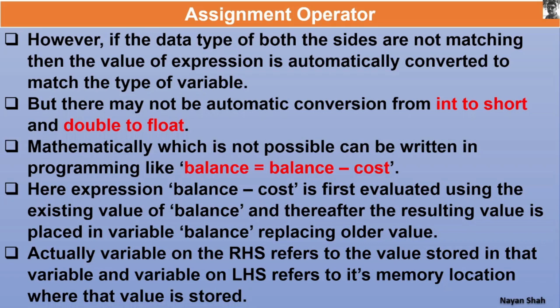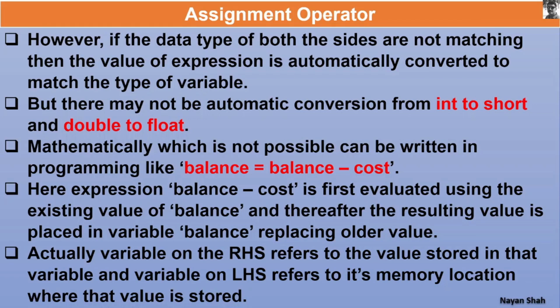Now there is one very interesting thing to understand: mathematically, what you see here is not possible, that balance is equal to balance minus cost. Mathematically, nobody in the world can prove this as true, because balance cannot be balance minus cost. Balance will always be balance, no plus, minus or anything. 5 will always be 5. 5 cannot be anything else. So how is this statement interpreted by the computer? This kind of statement is possible in a computer but not possible in mathematics.